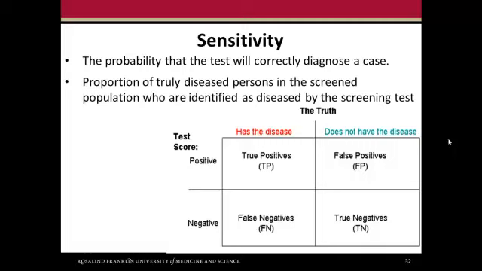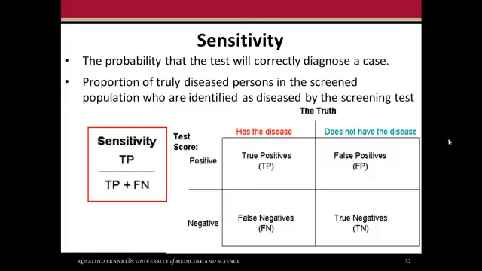So it's the proportion of the truly diseased people in the screened population who are identified as diseased by the screening tests. So our sensitivity is equal to the true positives, the individuals who actually have the disease, divided by the true positives and the false negatives. So we're dealing with the column of individuals who have the disease and how many of those individuals are actually being identified as being used to calculate sensitivity.